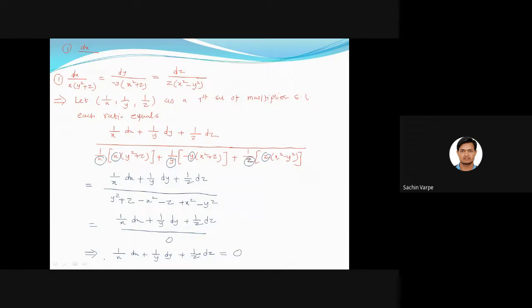And hence integrating, so integration of 1 upon x dx plus integration of 1 upon y dy plus integration of 1 upon z dz equal to c1. So what will be the integration? Log x plus log y plus log z is equal to log c1. Say log here, log c1. So therefore xyz is equal to c1.